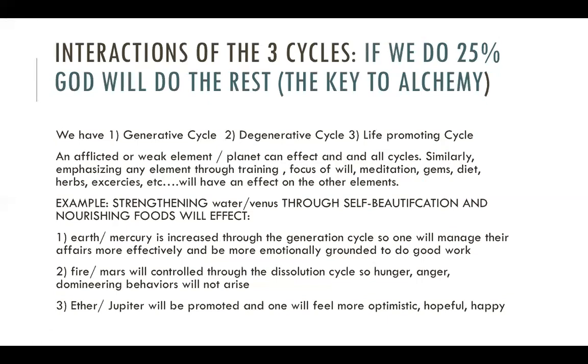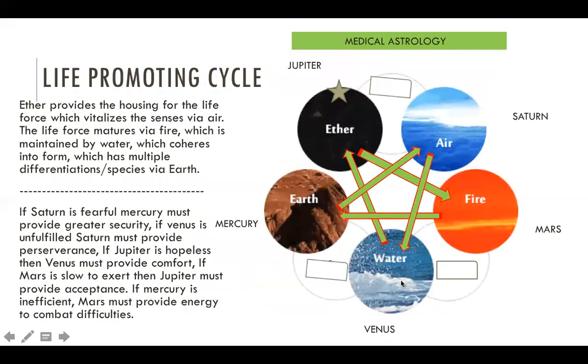So here's an example, because we're really taking a chunk here and applying it to see if you've got it. Strengthening the water element in Venus as a planet through self-beautification and nourishing foods will affect what? What will it affect? The generative cycle. Well, what comes after water? Earth. What comes before water? Fire. What's the life supporting? Ether. So Venus supports ether. Venus supports Jupiter. Water supports Jupiter.